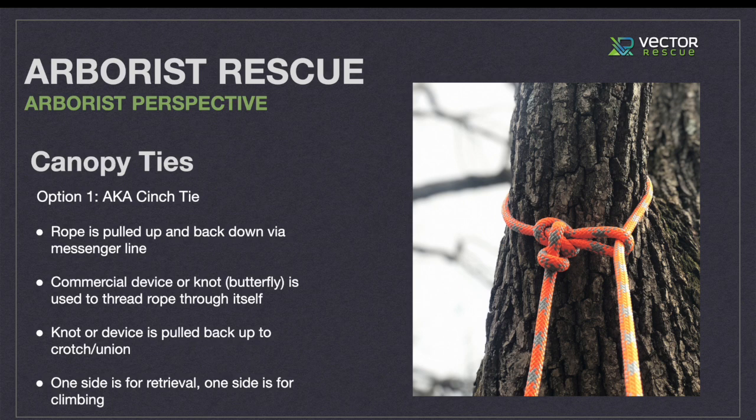Another type of tie-in, a canopy tie, sometimes called a cinch tie. Very simply, we're going to throw our messenger line up with a throw ball, bring our rope up and back down, and then either using a commercial device or a knot like a butterfly, we feed the rope back through itself, and one side becomes a retrieval side and one side becomes a climbing side. If we pull the climbing side until the knot or the device gets to the union or the branch, we have a single rope that we can climb up. And when we're done, we pull on the other side, which is the knot side in this picture, and we'll retrieve the whole system. So this is really good down and dirty for quick access to get up in a tree.